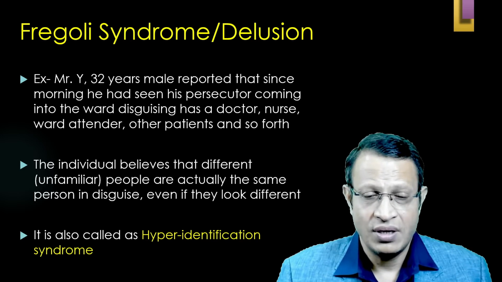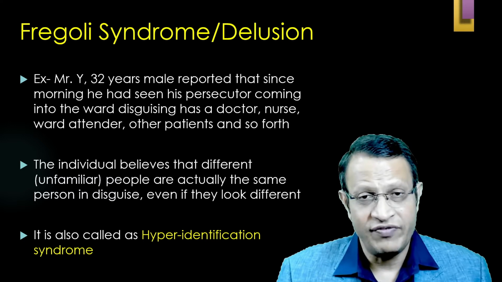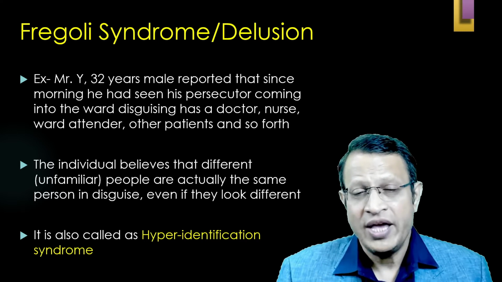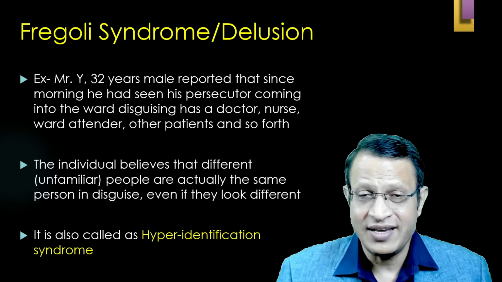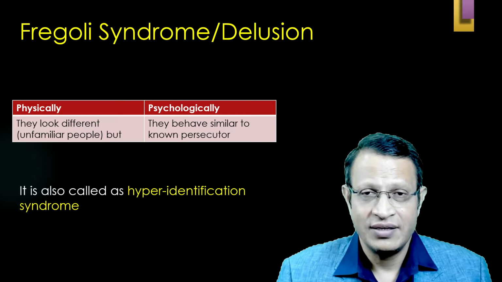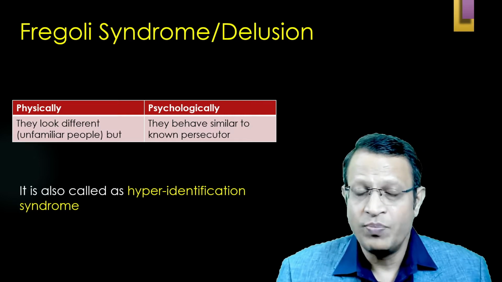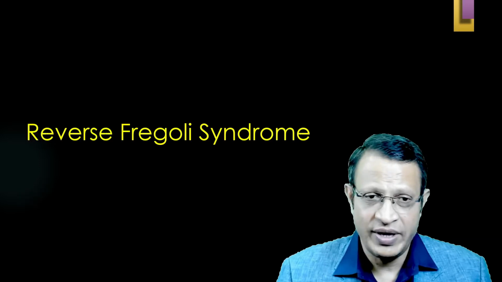Here the individual believes that different, that is unfamiliar, people are being disguised by an impostor. Even if they look different, the patient is able to recognize the persecutor. Hence, it is called hyper-identification syndrome. Here, the patient says, I am able to recognize the persecutor, although they are coming in different disguises, such as doctors, nurses, and various other people. They are coming with unfamiliar faces, but he is able to identify the persecutor because of the way the persecutor is behaving. Hence, it is considered hyper-identification syndrome, my dear friends.